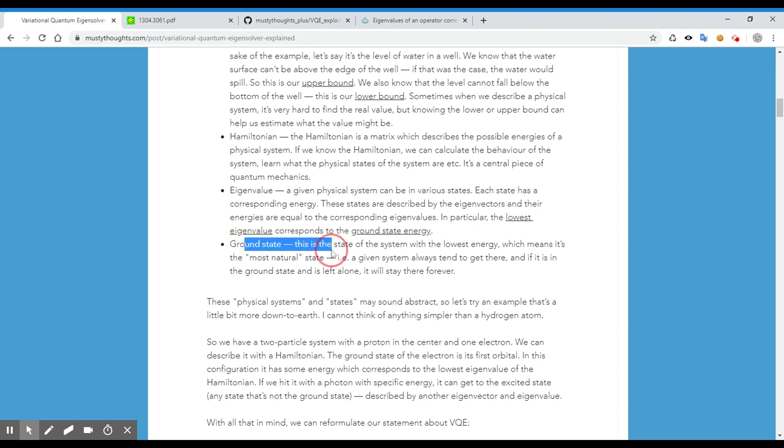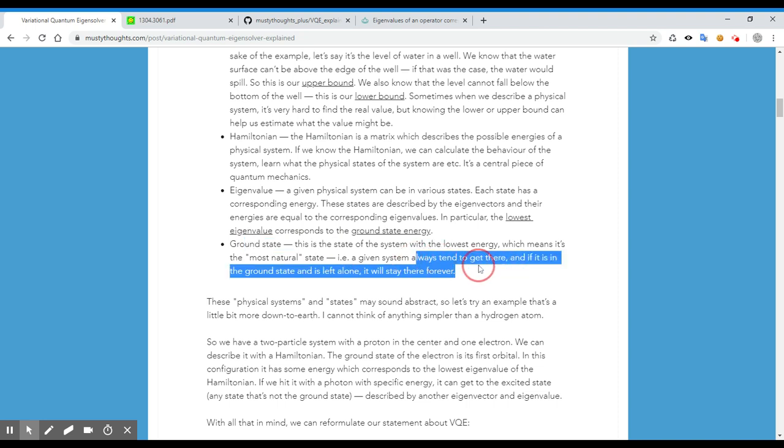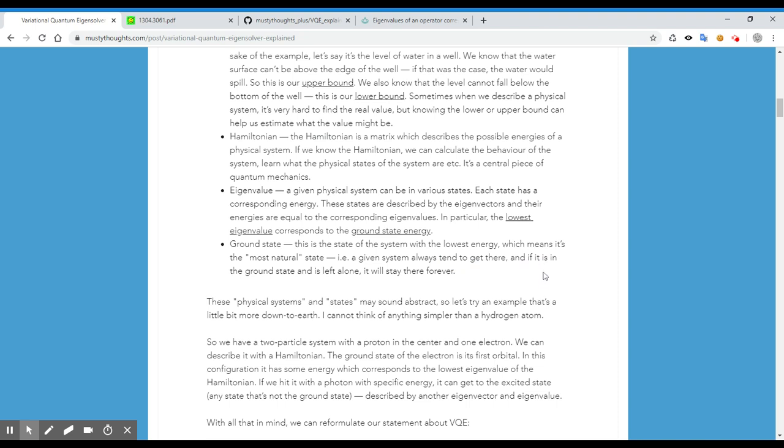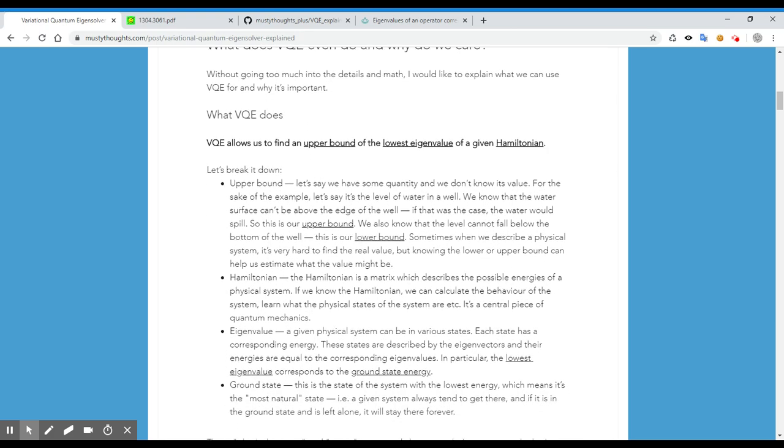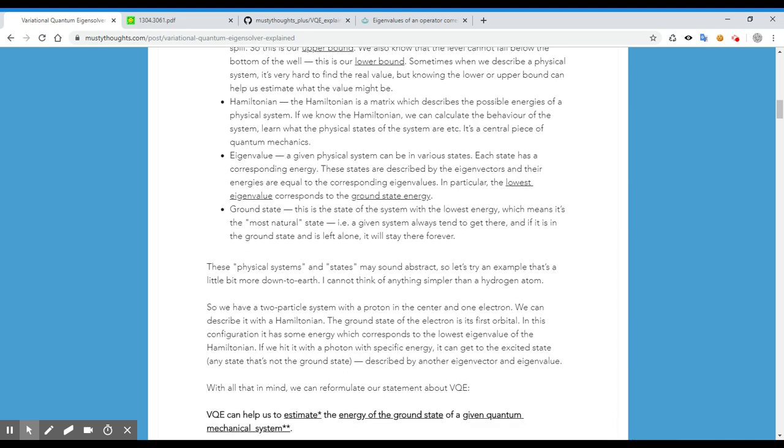Ground state. This is the state of the system with the lowest energy, which means it's the most natural state. A given system always tends to get there. And if it is in the ground state and it's left alone, it will stay there forever. Nice summary. So that's a nice breakdown of those concepts.